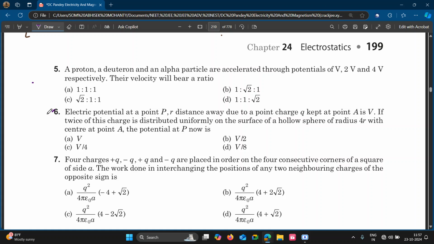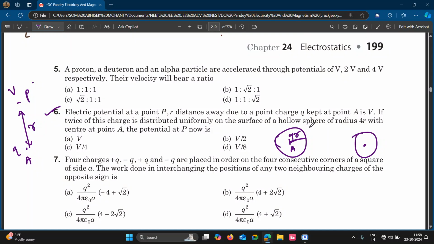Next. The potential at a point P, distance r away due to a point charge Q kept at point A, is V. If twice this charge is distributed uniformly on the surface of a hollow sphere of radius 4r with center at A, what is the potential at P now? The charge is kept at point A, and the potential at P, distance r, is V. Twice the charge is distributed uniformly on the surface of a hollow sphere of radius 4r with center at A.